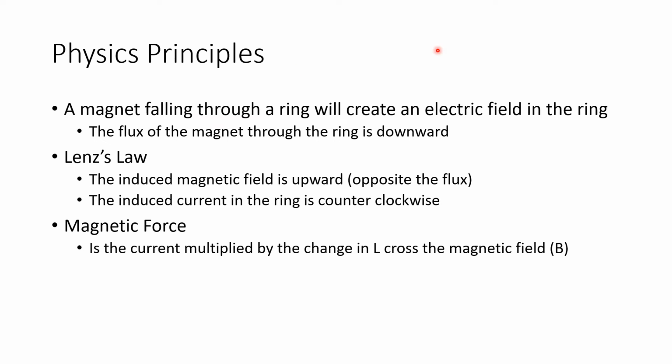Physics principles continued. A magnet falling through a ring will create an electric field. In the ring, the flux of the magnet through the ring is downward. By Lenz's law, the induced magnetic field is upward, opposite the flux. The induced current in the ring is counterclockwise. If your magnet is falling this way, its mu is this way too, with the ring down here. And the magnetic force is the current multiplied by the change in L across the magnetic field.